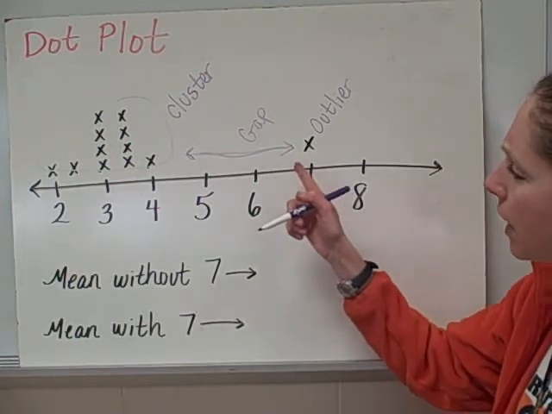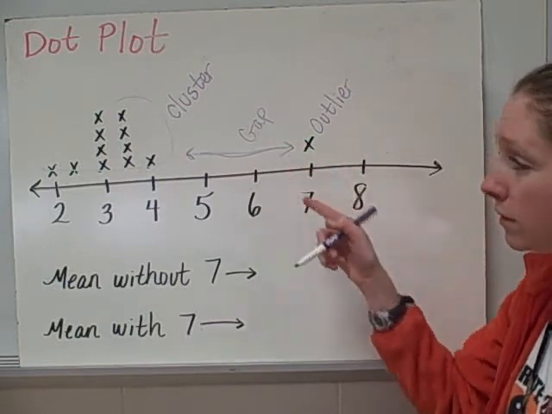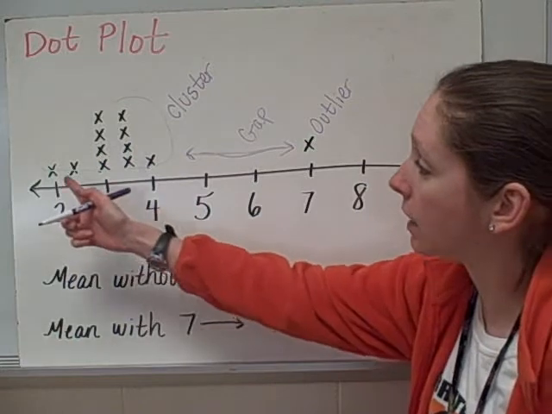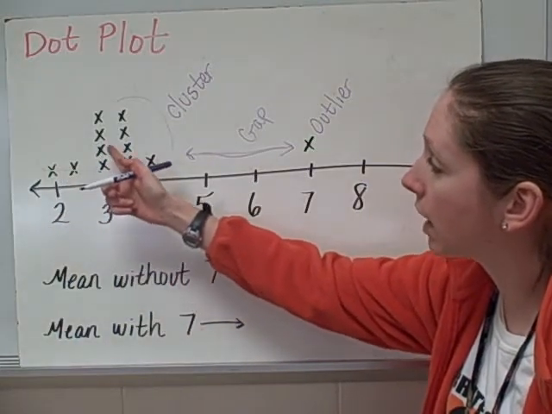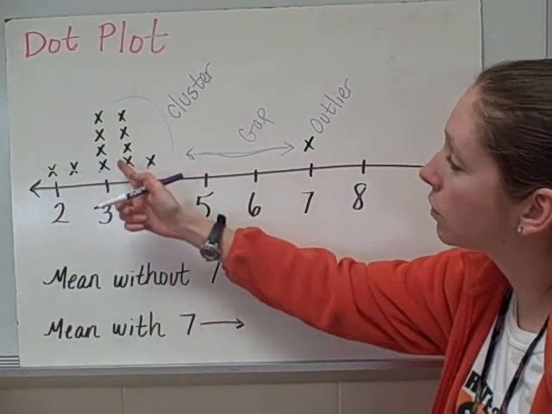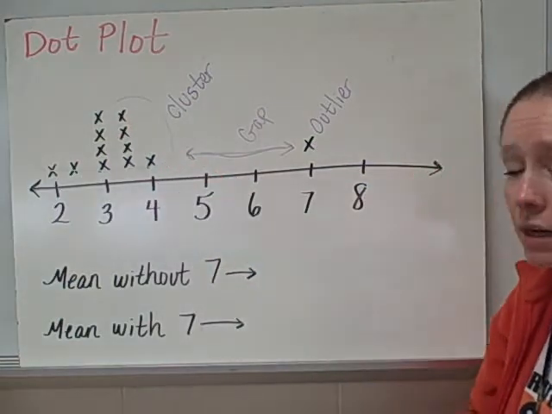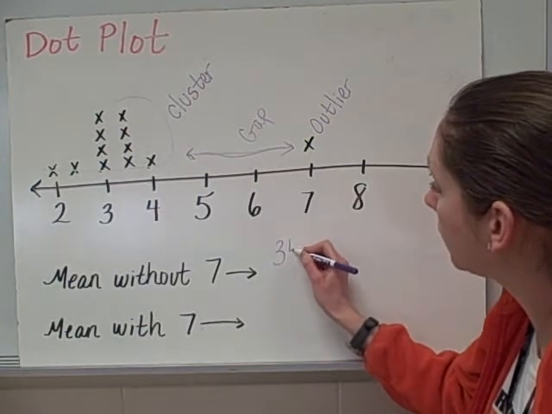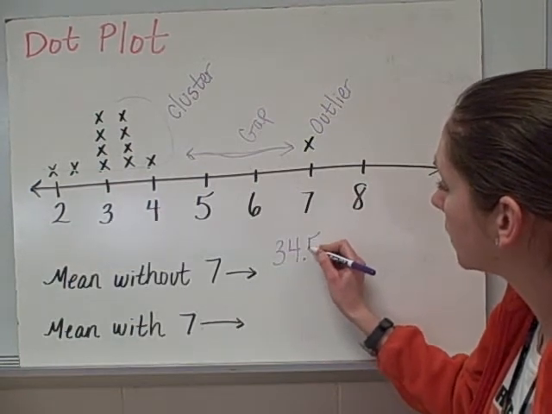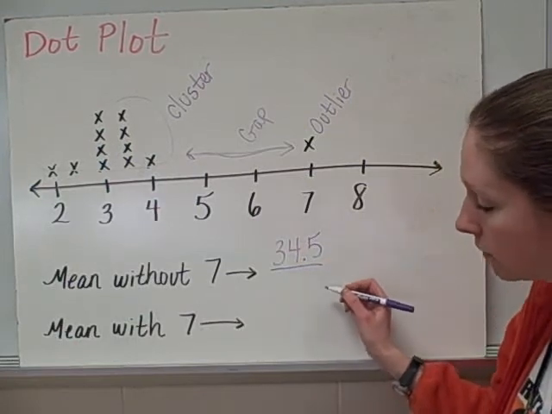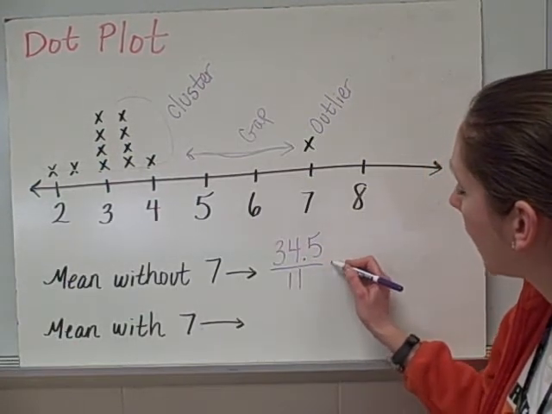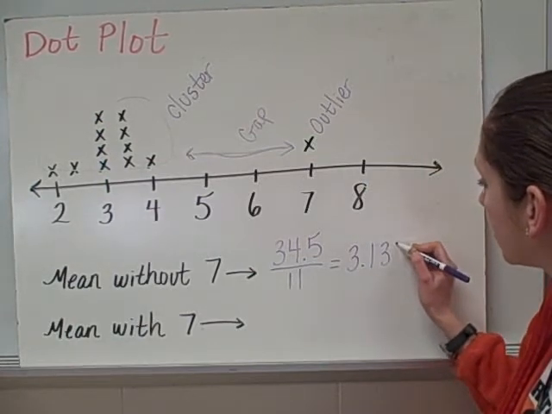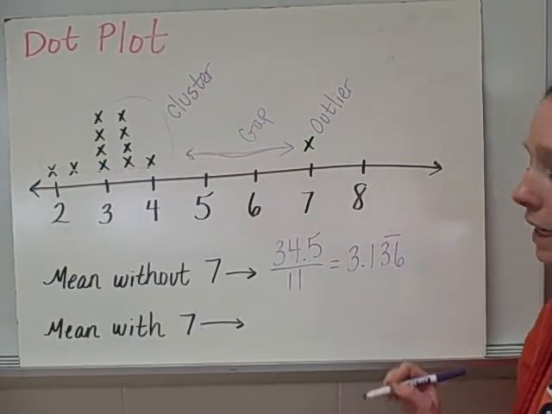So if I was to find the mean without this 7, let me tell you what it's going to give to you. So finding the mean, I'm going to add up 2, 2.5, 3.5, 3.5, 3.5, 3.5, 3, 3, 3, 3, and 4. And if I add up all those numbers together, I'm going to get 34.5 divided by how many values there are, and that's 11. And I'm going to get 3.136 with the 3 and the 6 repeating.